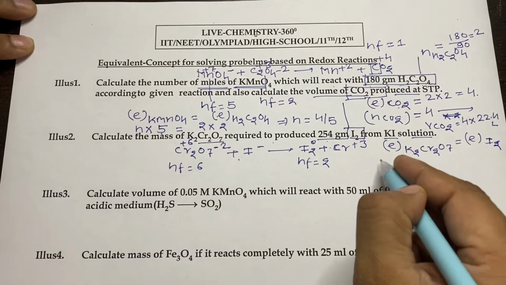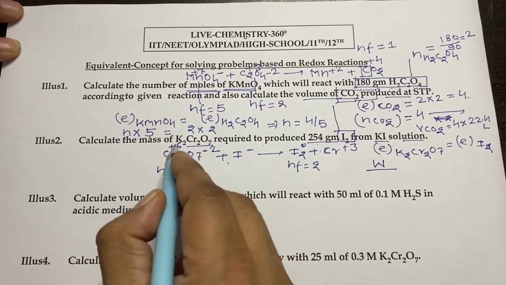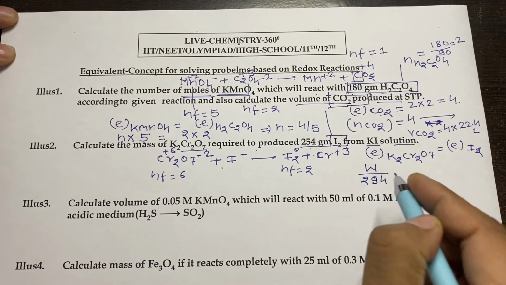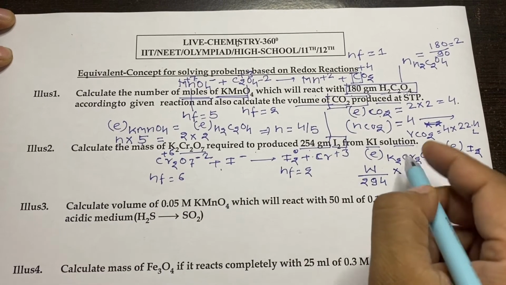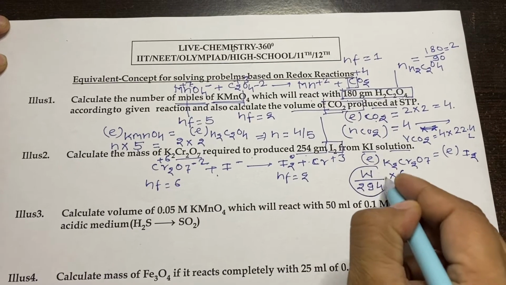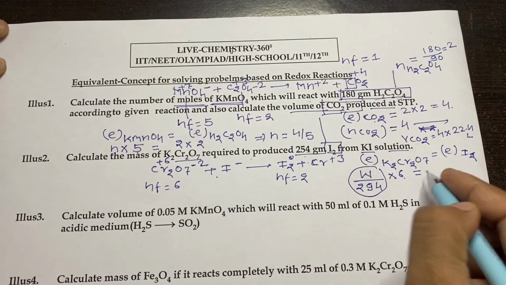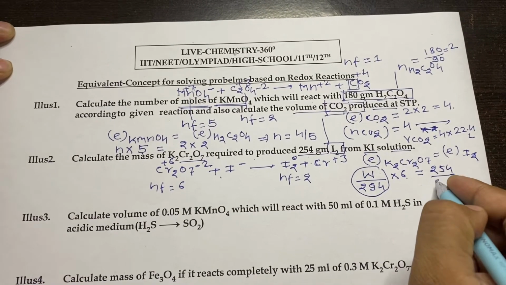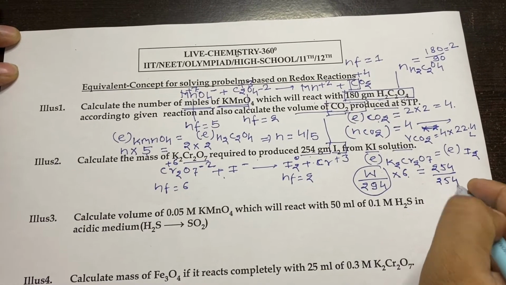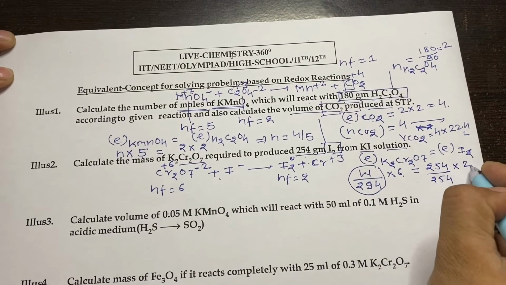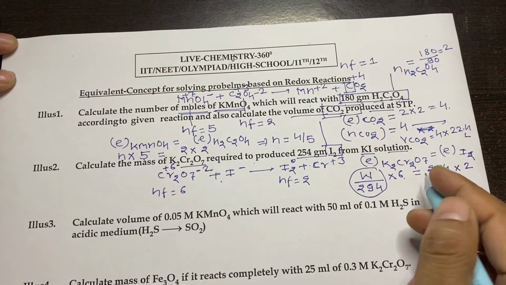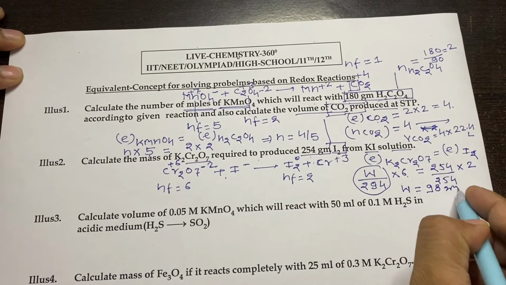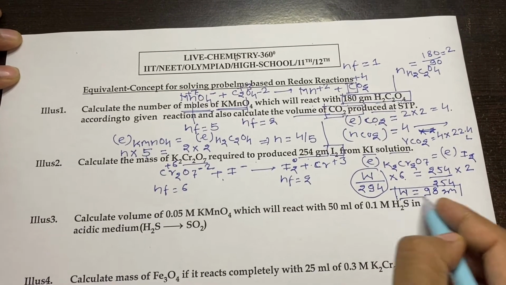So the mass is required to calculate, which is W, and the dichromate molecular mass is 294, and the n factor will be 6. This is moles, and this is the n factor. And now for I2, 254 divided by 254 is the moles, and the n factor is 2. We can solve this, and on solving we will get 98 gram of dichromate is required.